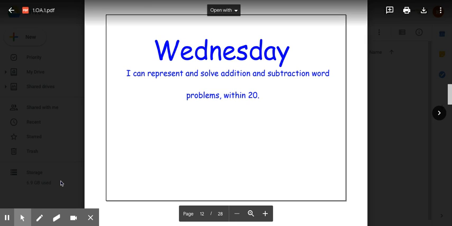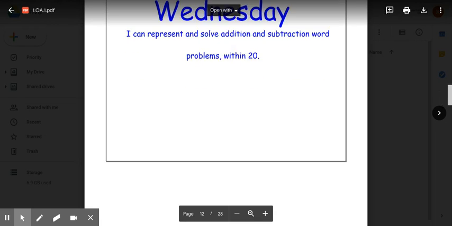Hi, boys and girls. Today we are going to be representing and solving addition and subtraction word problems within 20. So let's go ahead and read our I can statement together and then we'll get started. I can represent and solve addition and subtraction word problems within 20. All right, let's get started.